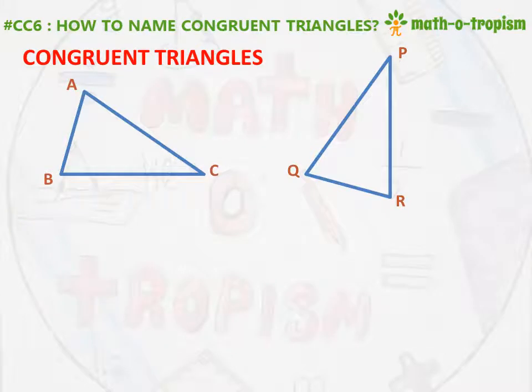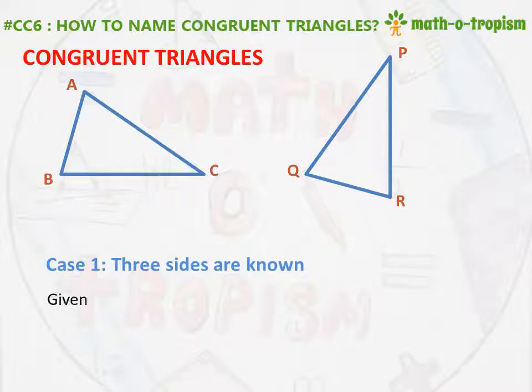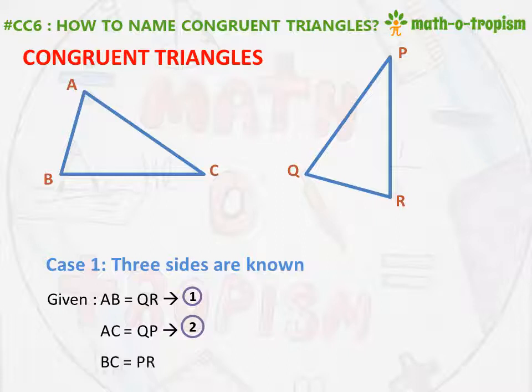So first we will take congruent triangles ABC and PQR, and we will consider that the three sides of these triangles are known. So for example, if we know that AB is equal to QR, we'll give it as equation 1, AC equal to QP, we'll name it as equation 2, and BC equal to PR, we'll give it as equation 3. Now we will compare to give the names.